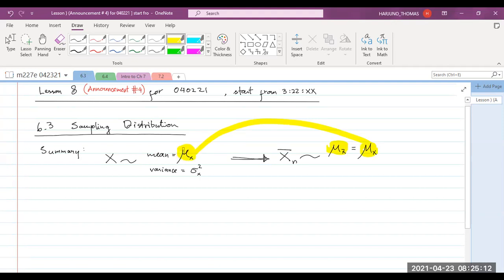However, the variance of this sampling distribution will be equal to the variance of the original distribution divided by the sample size. Will be the same as this. Okay, divided by the sample size. Divided by the sampling size.